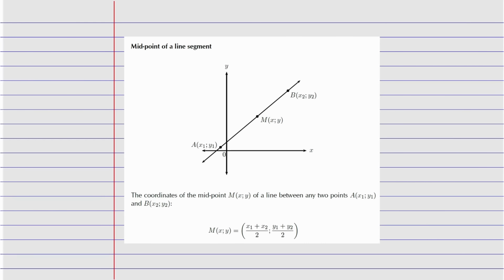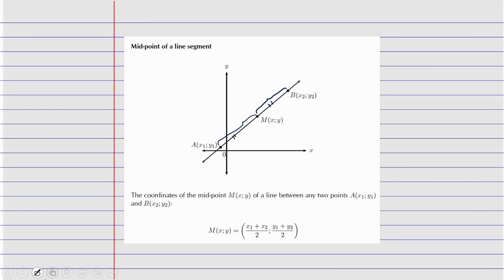So now what we're going to talk about is the midpoint of a line segment, right? So if you have a line AB, right? Then what is the midpoint? It's the distance from here to the midpoint, and the distance from the midpoint to the other point. These two are equal to each other, right? The midpoint cuts the line equally, right?